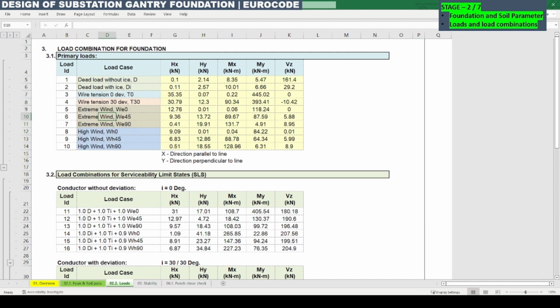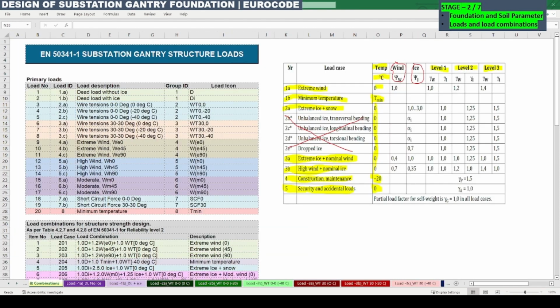Before that, let me look into our previous load calculation for the structure. On the screen you can see the substation gantry structure loads which we did previously for the gantry structure design. The link for this video is also given in the description, you can look into that. So how do we calculate these primary loads? There are 20 loads we calculated during the structure design. Now it is a foundation design, and we need to list out the primary loads from these 20. Which load cases are applicable?